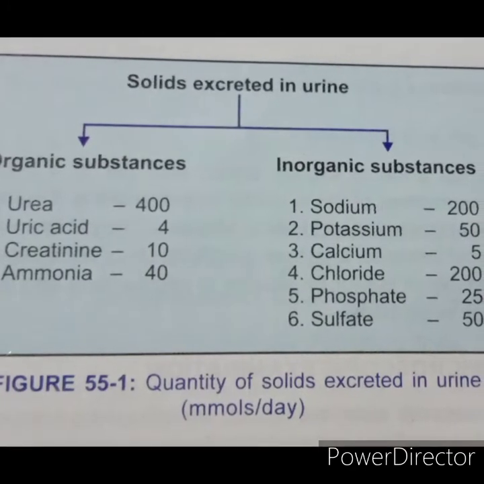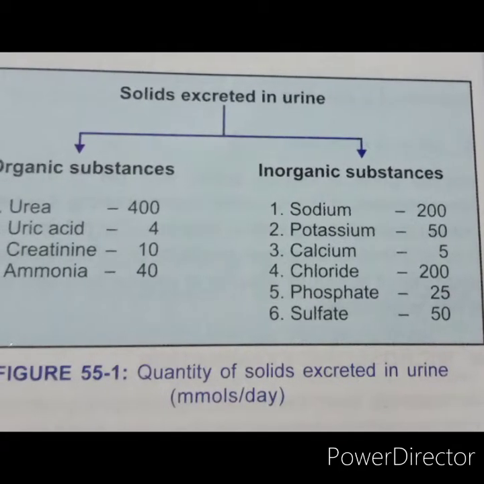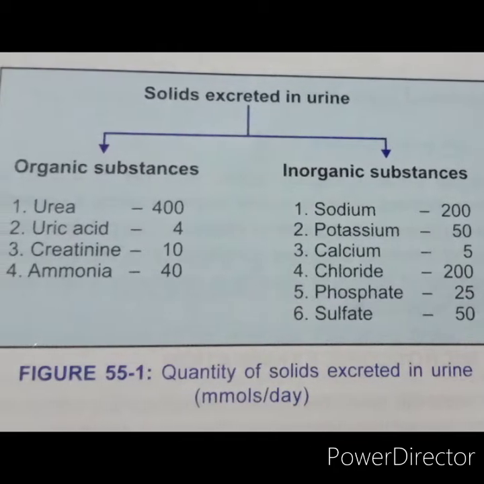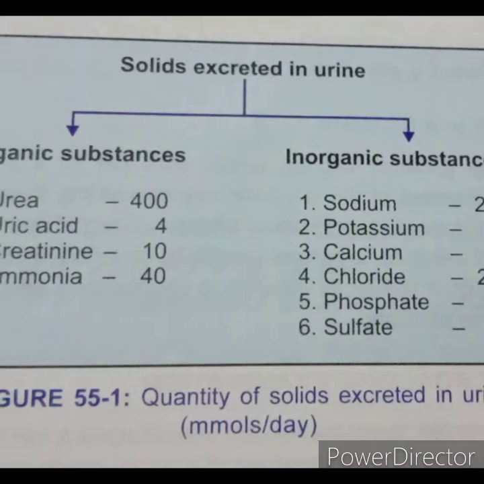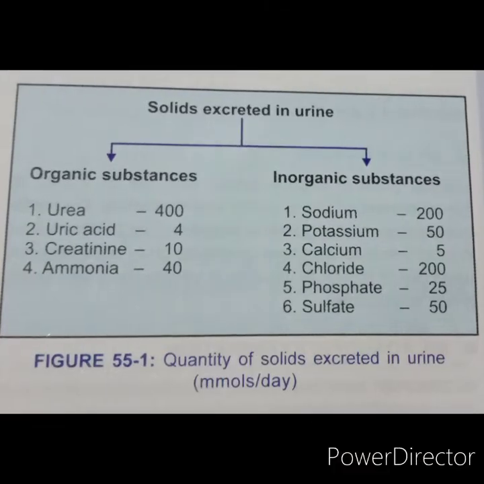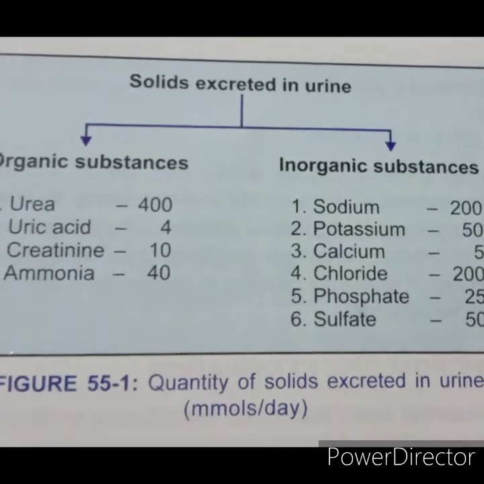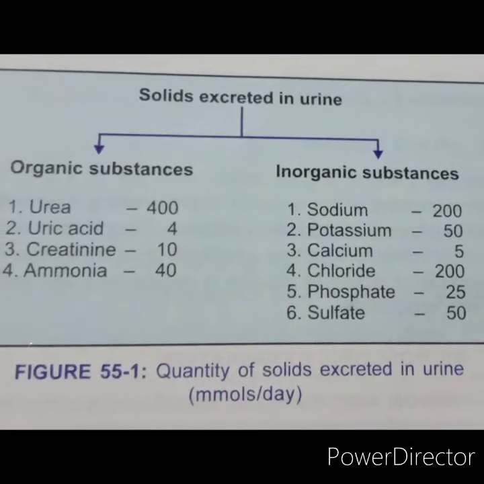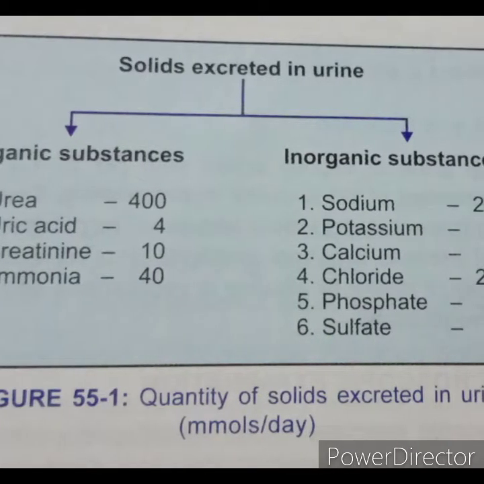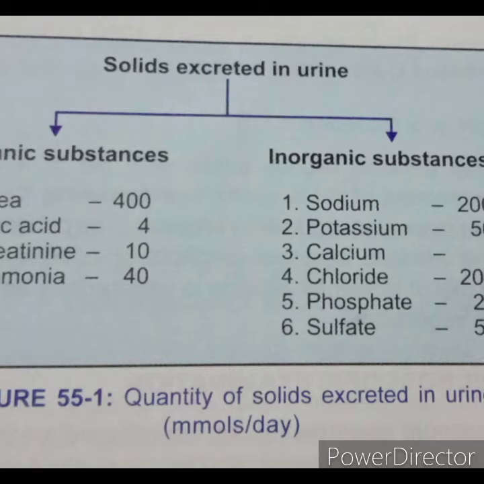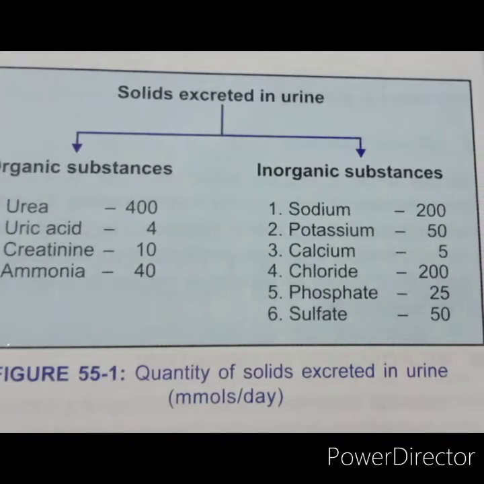Third, renal blood flow. To determine the plasma clearance of a particular substance, measurement of the following factors is required. First, volume of urine excreted. Second, concentration of substance in urine. Third, the concentration of substance in blood. The formula to calculate clearance value is C equal to UV by P. C equal to clearance, U equal to concentration of substance in urine, V equal to volume of urine flow, and P equal to concentration of substance in plasma.